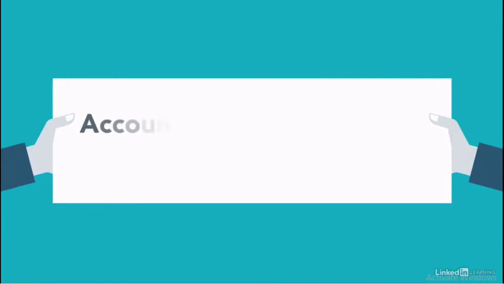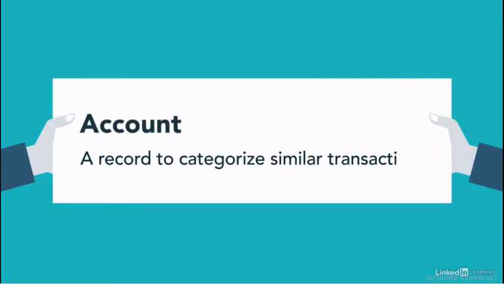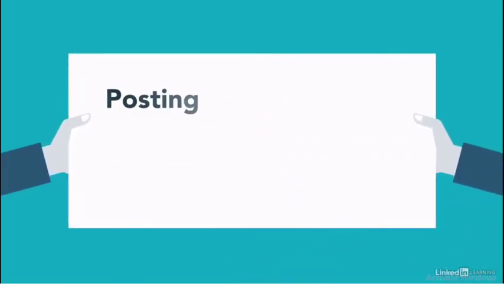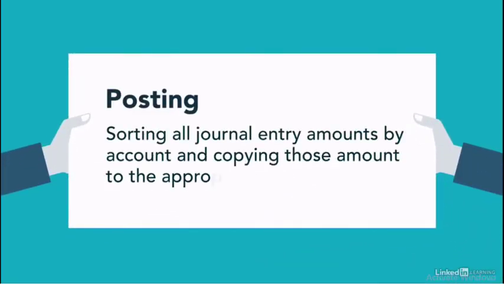As indicated earlier, accounts are records of like items. They show transaction dates, increases and decreases, and balances. For example, all increases and decreases in cash arising from transactions recorded in the journal are accumulated in one account called cash. Similarly, all sales transactions are grouped together in the sales account. Posting is no more than sorting all journal entry amounts by account and copying those amounts to the appropriate account. No analysis is needed. All the necessary analysis is performed when the transaction is first recorded in the journal.